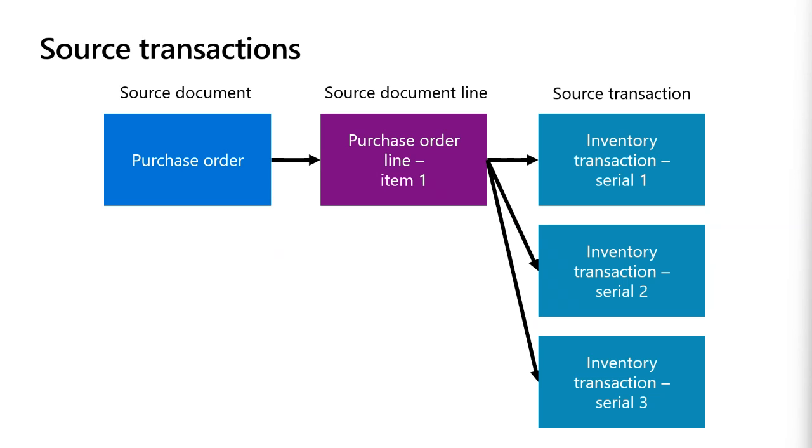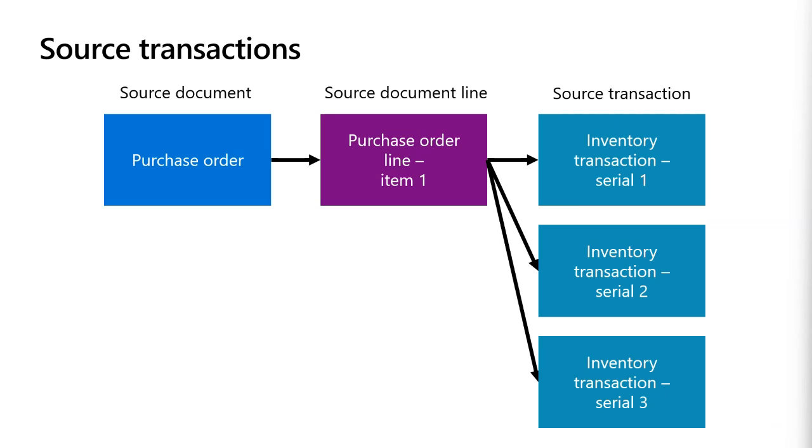Source document lines are then related to one or more inventory transactions, also referred to as source transactions. The system will automatically create one source transaction for each unique combination of inventory dimensions related to the source document line. In this example, we get 3 source transactions related to our purchase order line, since we will have 3 serial numbers that we receive against it.